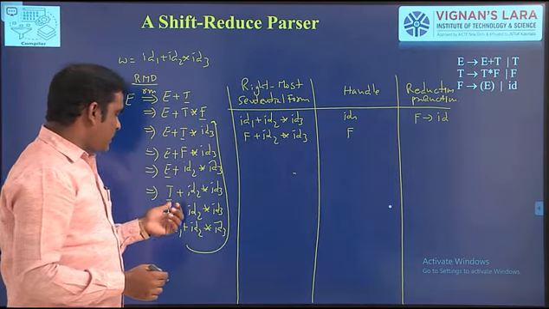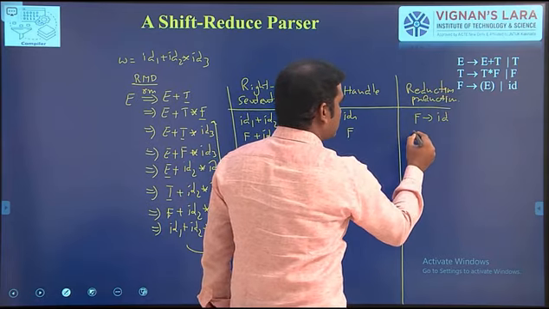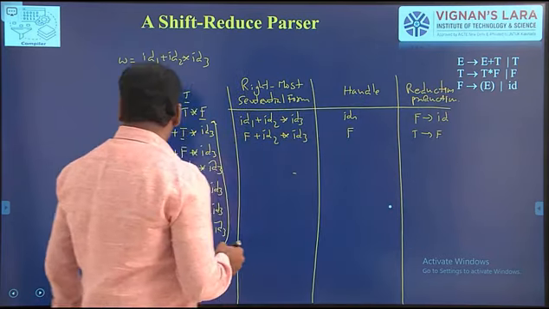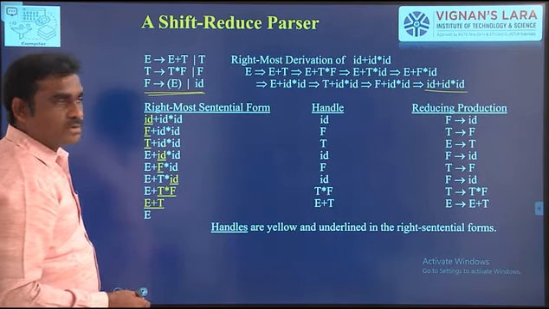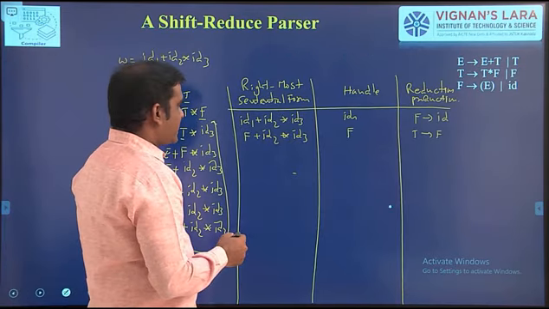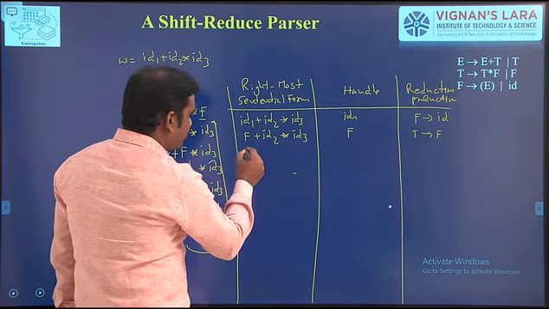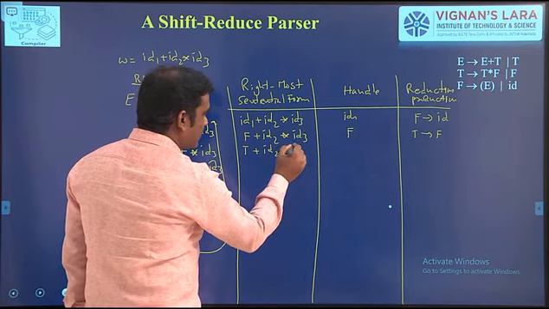So in this case we use the production T to F. You can write reduce by the reduction production T to F. Next one. Previous step. Now F is replaced with T plus ID2 star ID3.